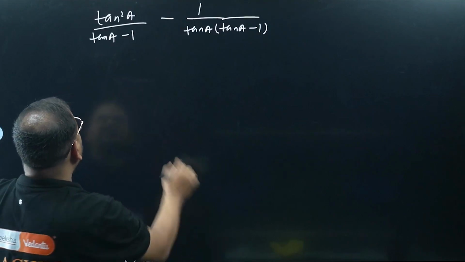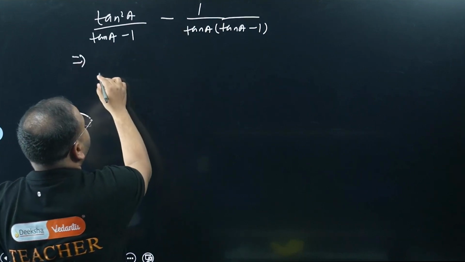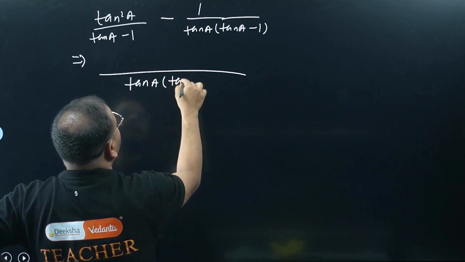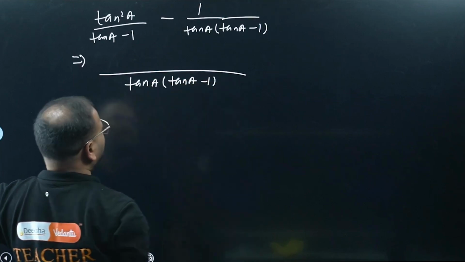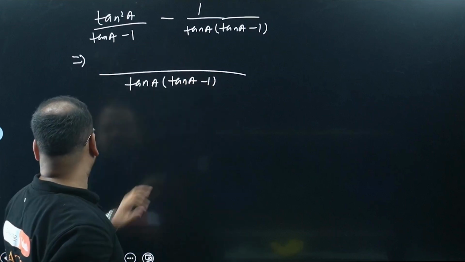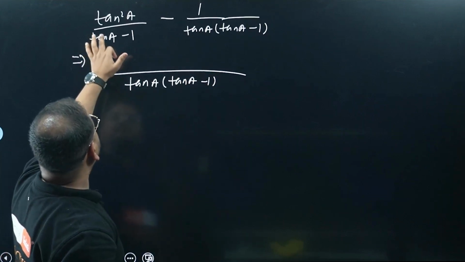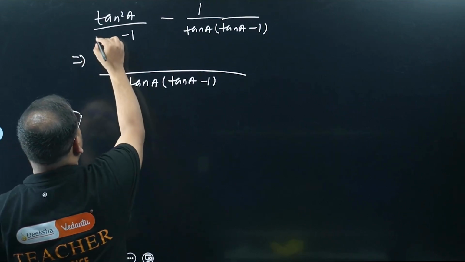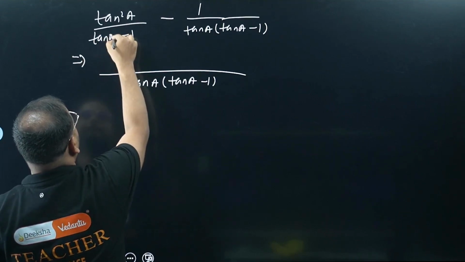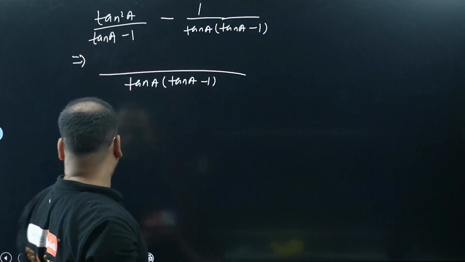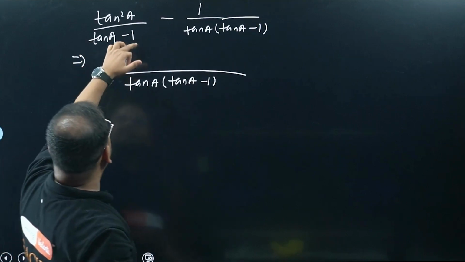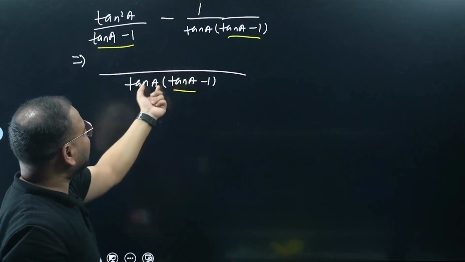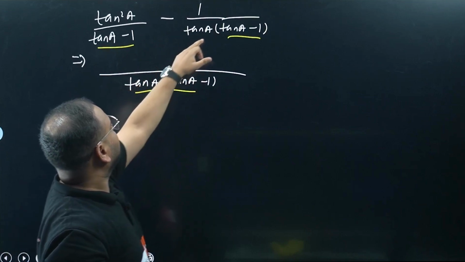Now let's take the LCM. What is the LCM going to be? The LCM will be tan A times tan A minus 1. Because this tan A minus 1 is present there, na? This is tan A only. Check. Tan A minus 1 is here and over here also. So that part is common, so it just has to come only once, and tan A is not here, so tan A has to come here as well.